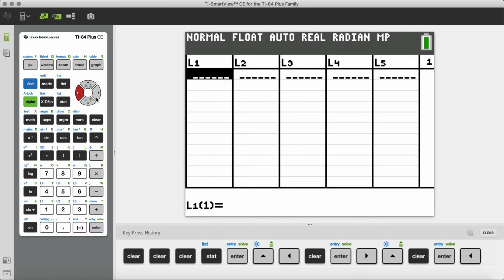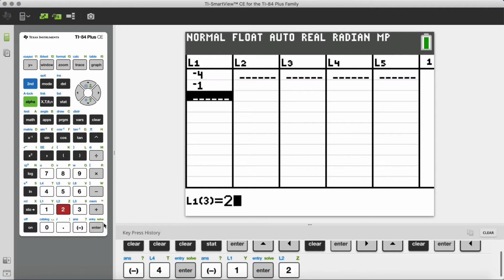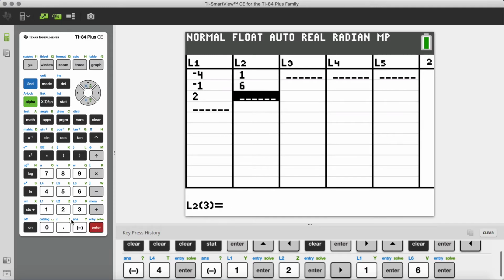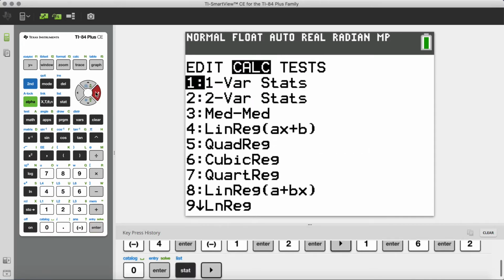All right. So now we need to enter in the points. We're going to use list 1 for our x's. So the x values are negative 4, negative 1, and 2. And then the y values are 1, 6, and 20. And then it says select stat and then arrow over to calc. So we go stat and then calc.